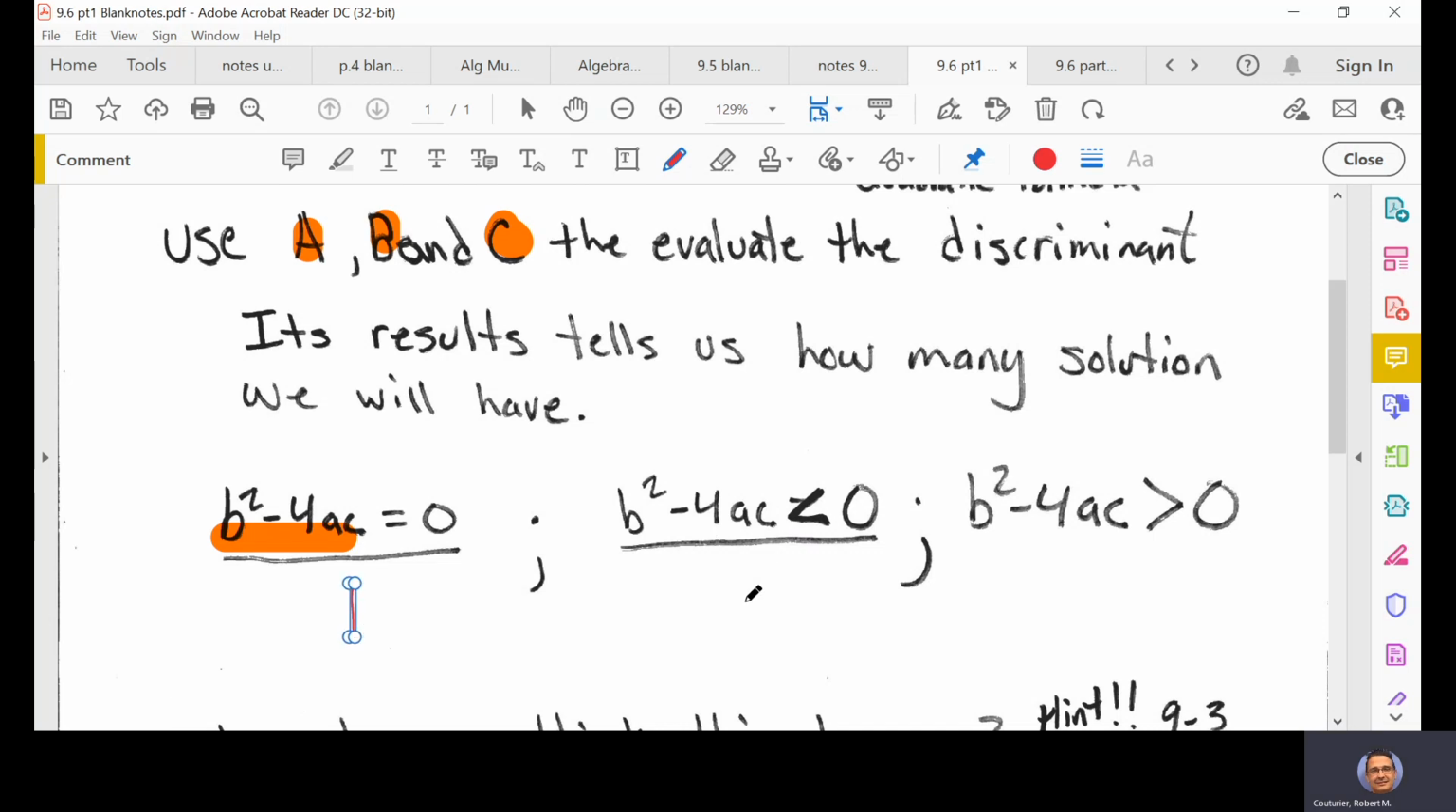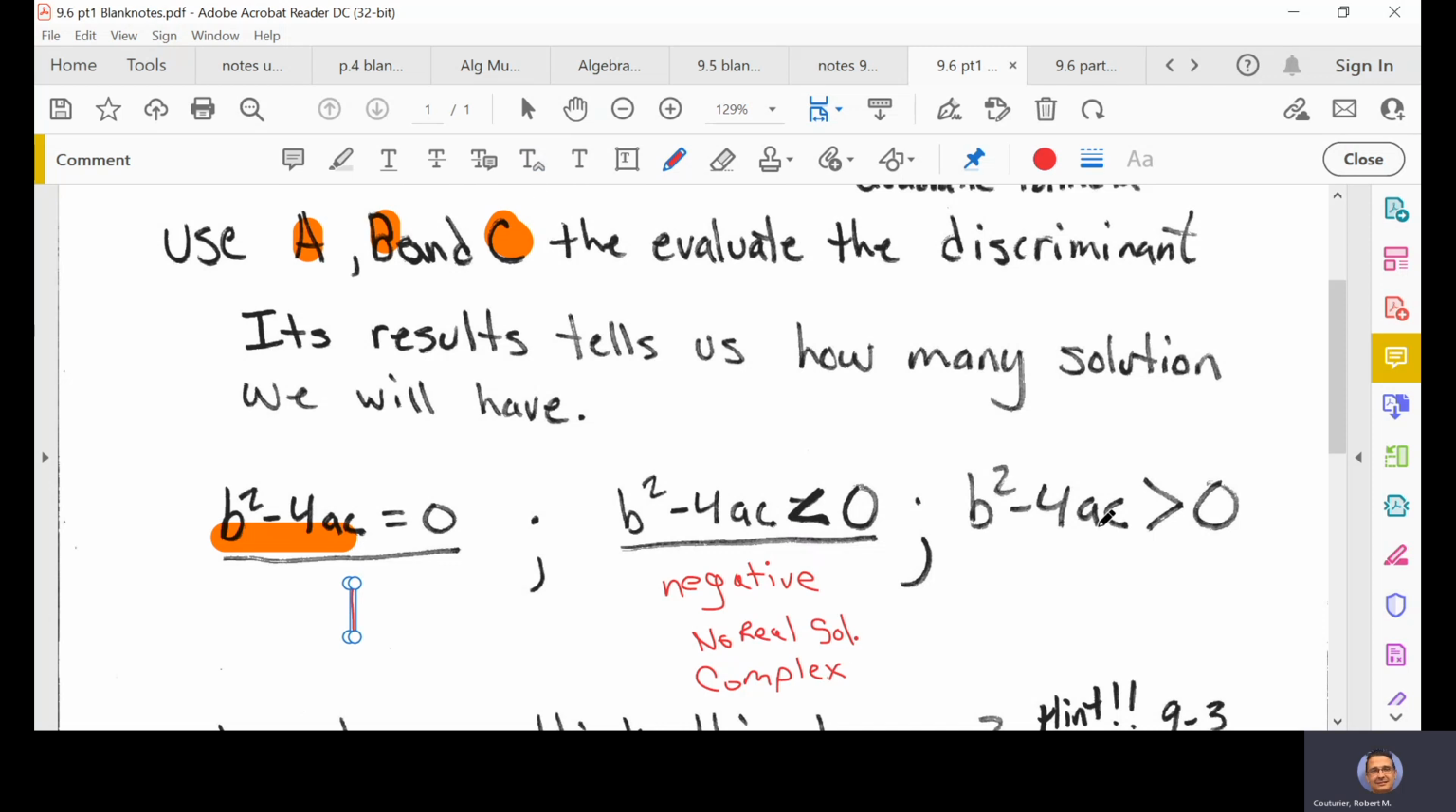If it's less than 0, think of the numbers that are less than 0. It's the negative numbers, right? All negative numbers are less than 0. If you have a negative number, there is no real solution. It's complex, what we like to say. Of course, you'll learn a lot more about that in Algebra 2.